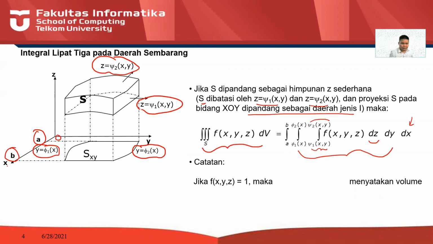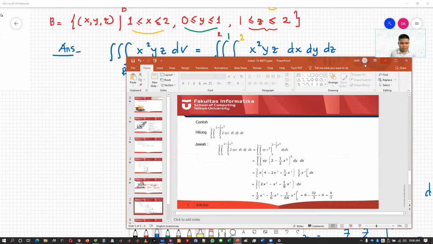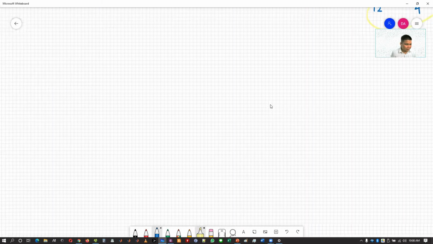So if f(x, y, z) is 1, then the expression of the threefold integral is actually the volume of the solid S. So for the example, we will try to do it on the whiteboard as usual. We will try to do it on a whiteboard again. This is example number 2, let's say.